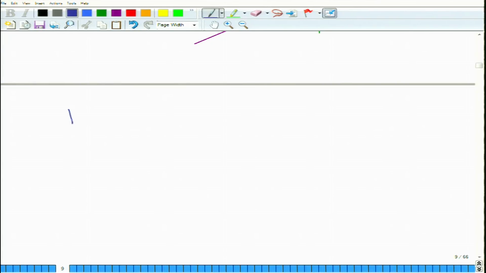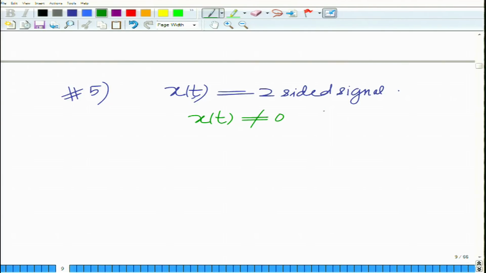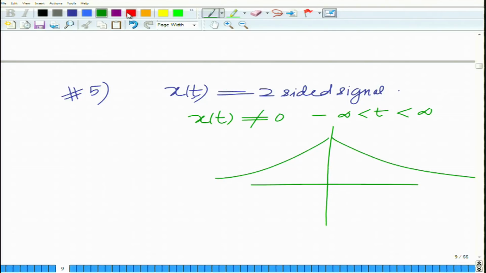If x(t) is a two-sided signal, which implies x(t) is non-zero for the entire range, that is minus infinity less than t less than infinity, that is, it looks something like this. It is a two-sided signal. This is the time axis, and this is where x(t) is non-zero.